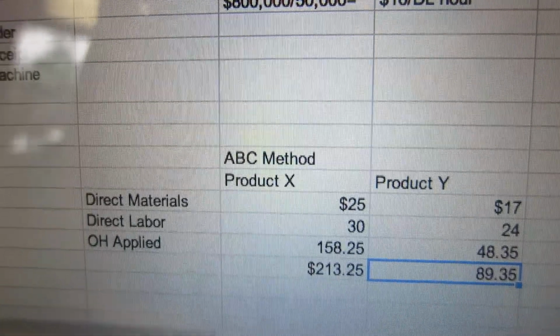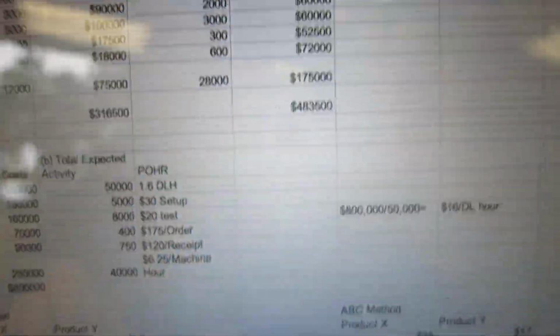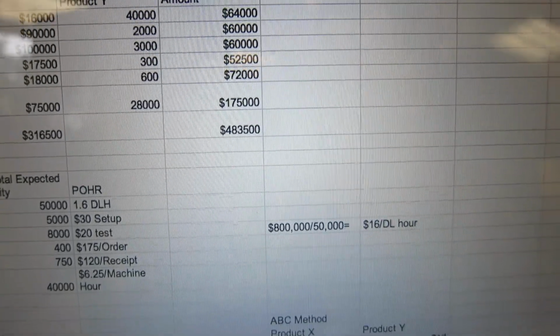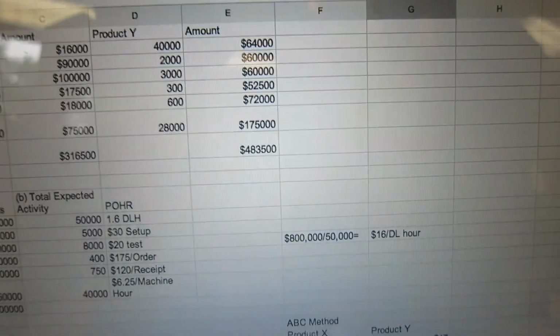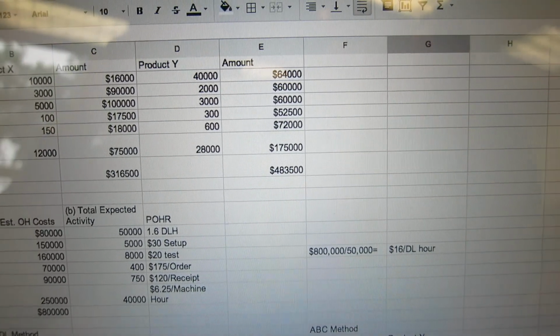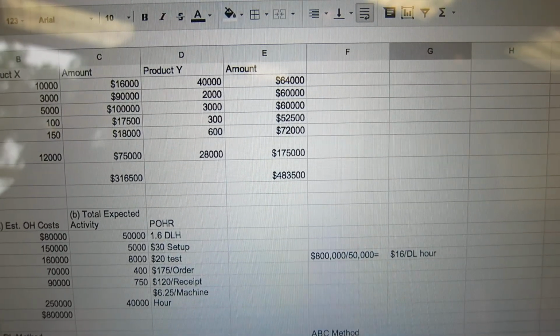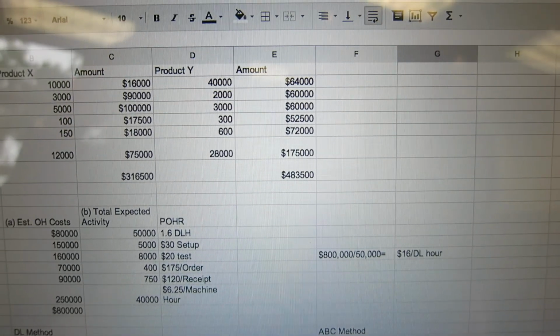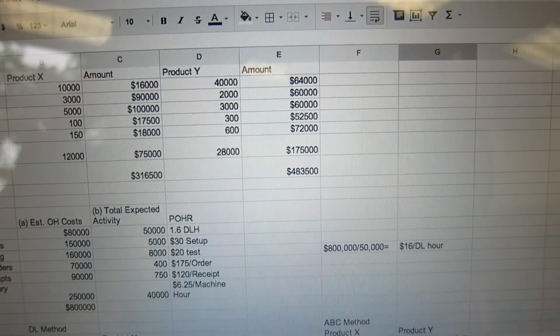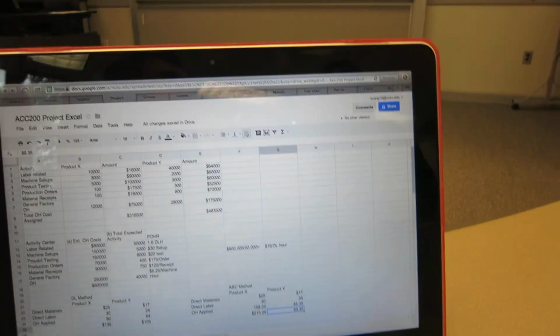So after going through these figures, the question we ask ourselves is, how do these activities force costs to accumulate? After analyzing the figures, a recommended action is to look at the overhead costs of machine setups and product testing for product X, which are driving the cost up in relation to the amount of units produced for that product. Thank you.